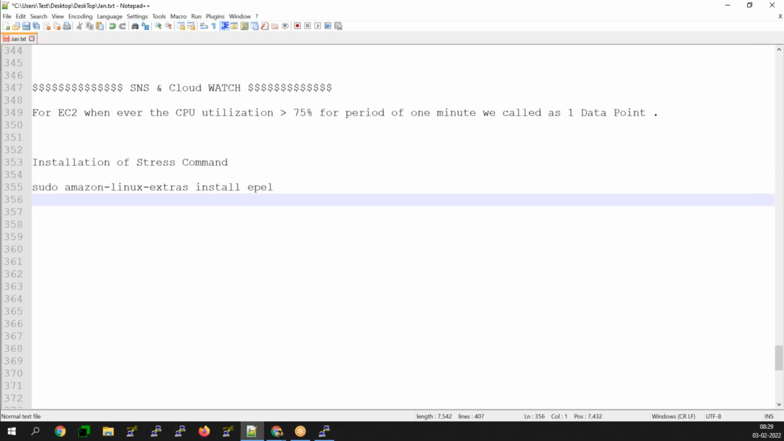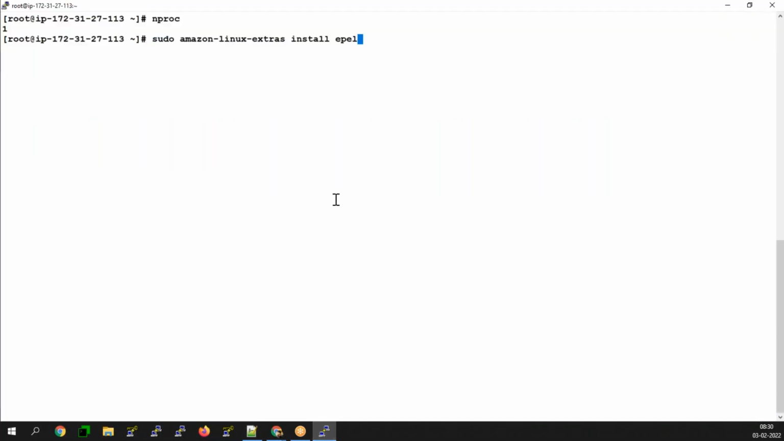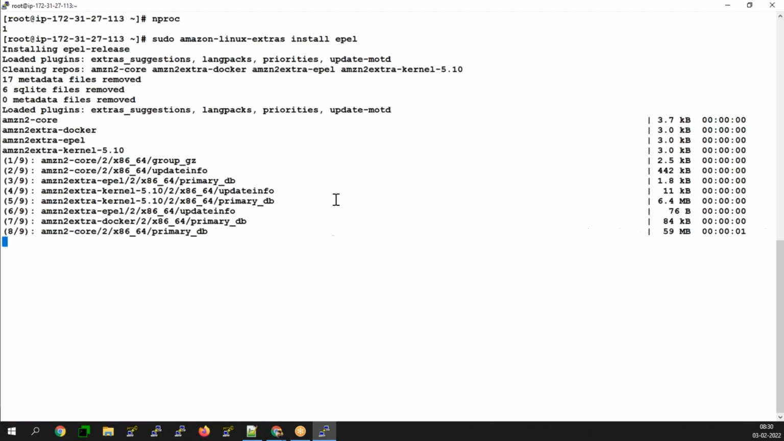Stress command here. So now you are going to install the respective one. Once that is done, you are installing EPEL, which stands for Extra Packages for Enterprise Linux. You are installing the additional packages for your respective operating system.